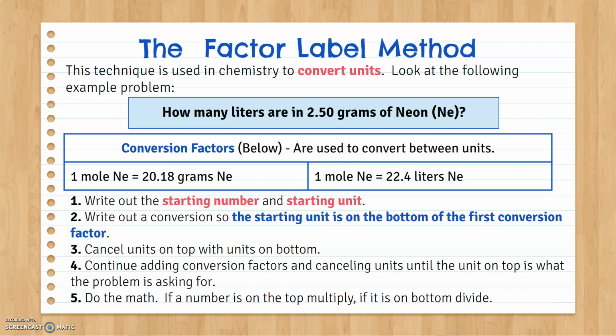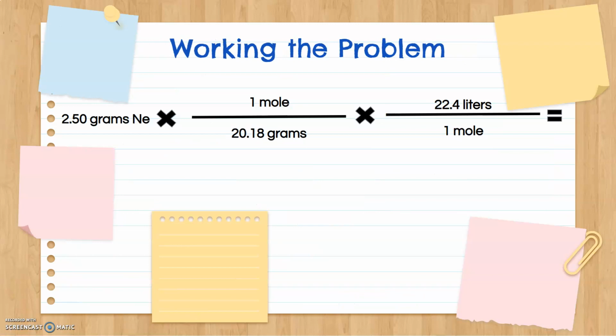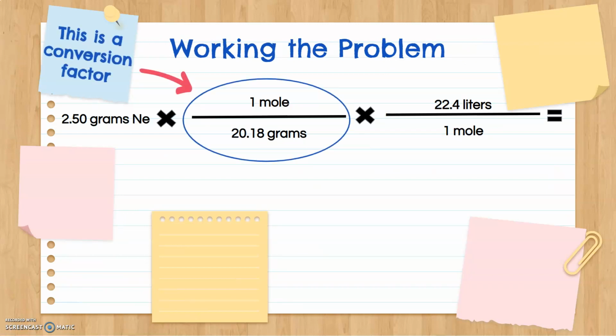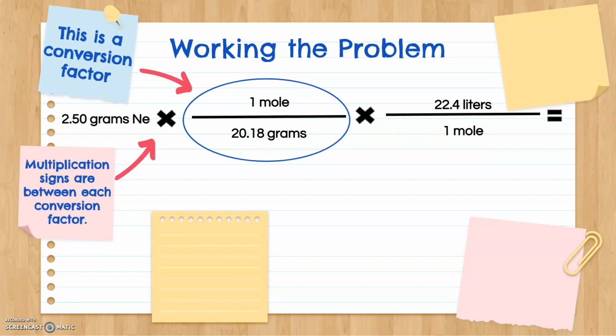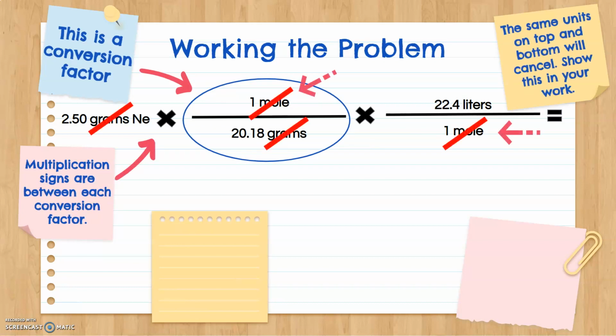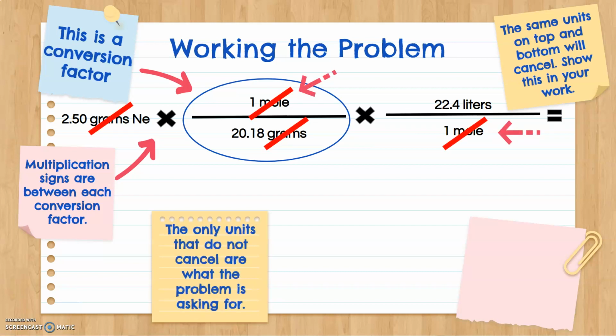Then you have to actually do the math. So numbers on top, we multiply. Numbers on bottom, we divide. I don't usually mathematically do anything with the ones because they're not going to do anything, but you could put them in your calculator if you want. But what I would do is once I get to this point, I've got my liters, I got my neon, it's time to do the math.